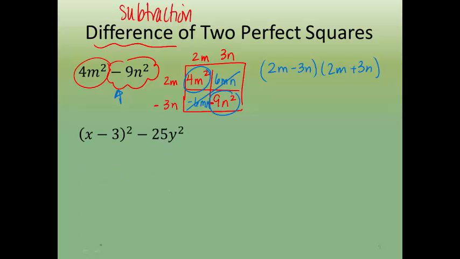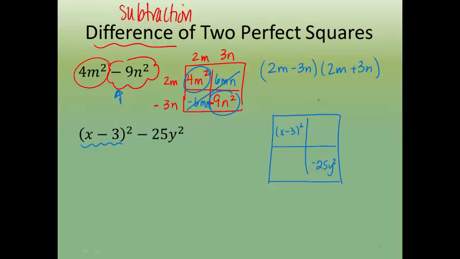All right, this one's a little bit more complicated because I gave you a binomial as one of your factors. So we're going to have to make a slightly larger box here to see if this will work. So in this one I have x minus 3 squared, and over here I have negative 25y squared.